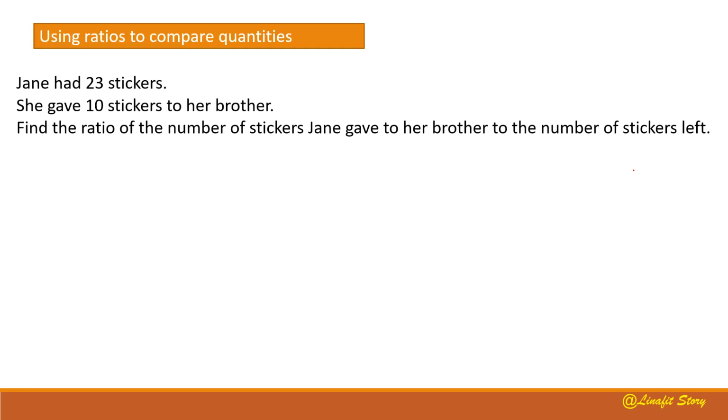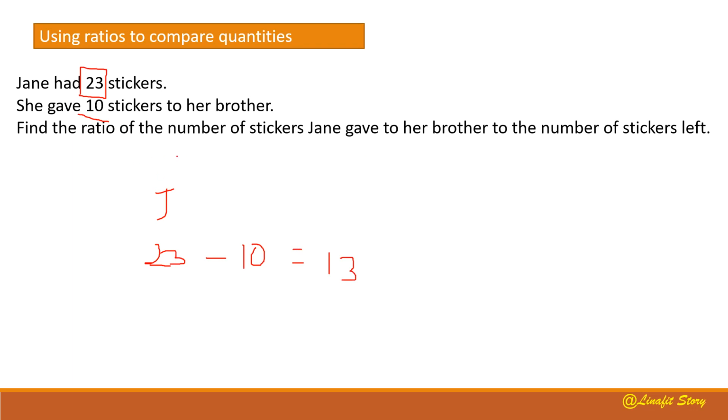Now here, Jane has 23 stickers. She gave 10 stickers to her brother. Find the ratio of stickers Jane gave to her brother to the number of stickers left. So over here, you may know that before, Jane had 23 stickers. And after that, she gave 10 to her brother. So after giving 10 stickers to her brother, now she only has 13 stickers left.